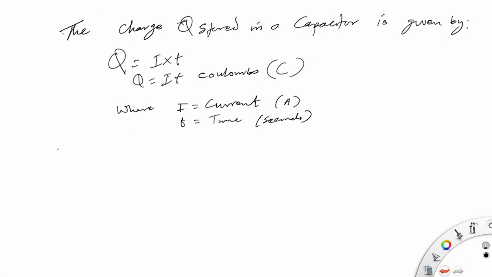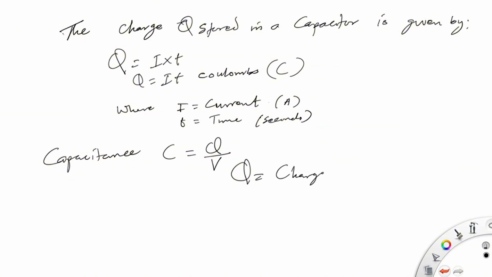So capacitance now. The capacitance of a capacitor, capital letter C, is equal to charge over voltage, Q over V. That's the potential difference. Q is the charge measured in coulombs, and voltage, potential difference, is measured in volts. So that's that. Let's now have an example.